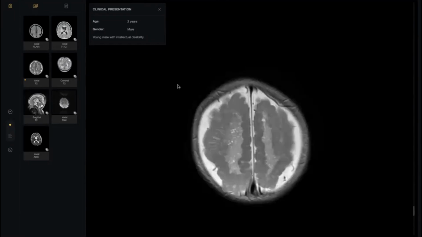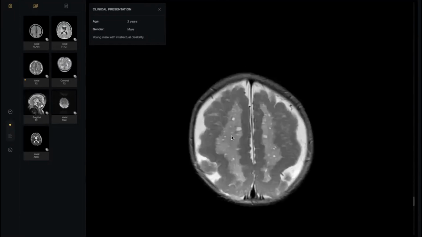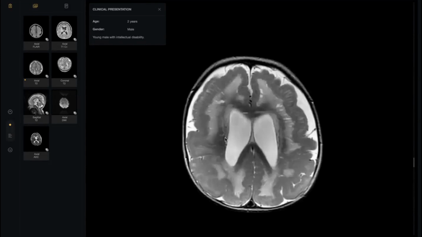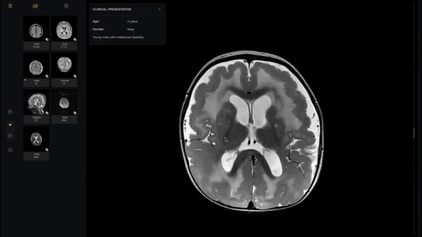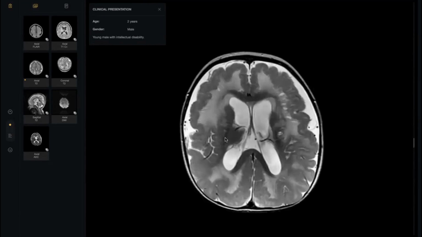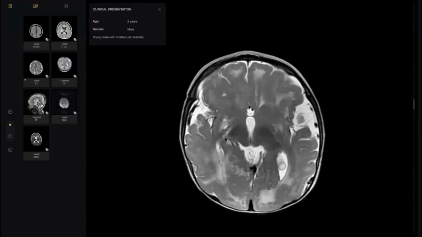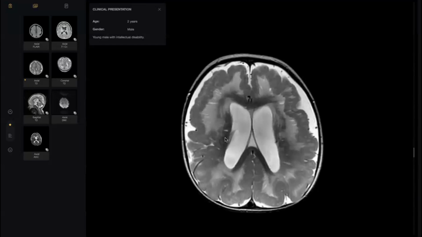Look here. What is this? Small cystic spaces. Sir, these are perivascular cysts. Excellent. So, sir, these are predominantly bilateral, symmetrical, paraventricular, predominantly white matter involvement. I also think they are extending up to the subcortical U fibers also.